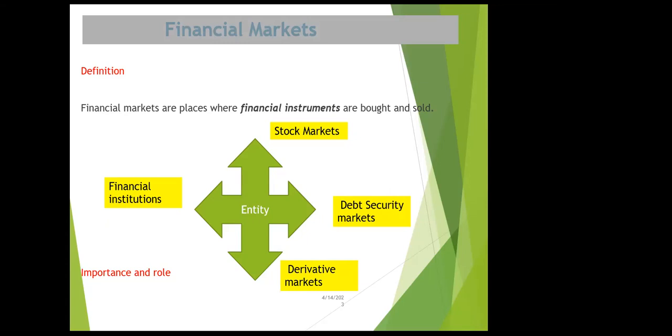In the financial markets, this is where you find the financial institutions. You also find stock markets, debt security markets and also derivative markets. But looking at what we're interested in, we are focusing more on how to source funding from these markets. The derivative markets today is something that I want to touch on. We'll look at the debt security markets, stock markets, and also the financial institutions.